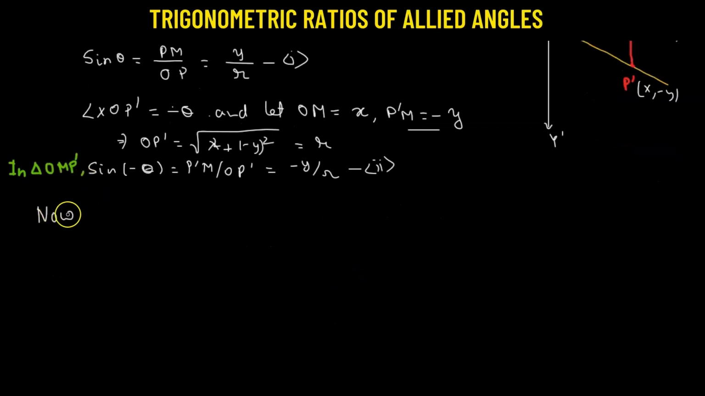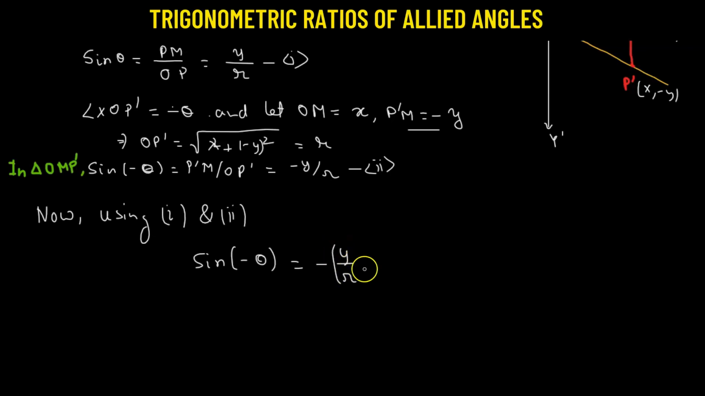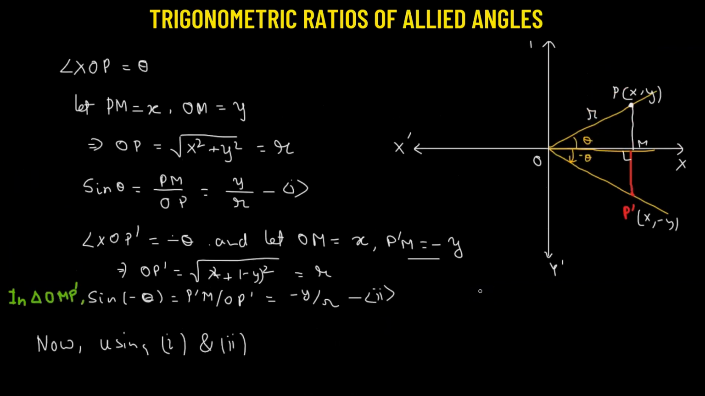Now, using equation 1 and 2. In equation number 2, we have obtained the sine of negative theta, which equals negative Y over R. Now what's Y over R? That's already defined as sine theta. So sine of negative theta came out to be negative sine of theta. So that means sine of the allied angle of theta, which is negative theta, came out as negative sine theta.